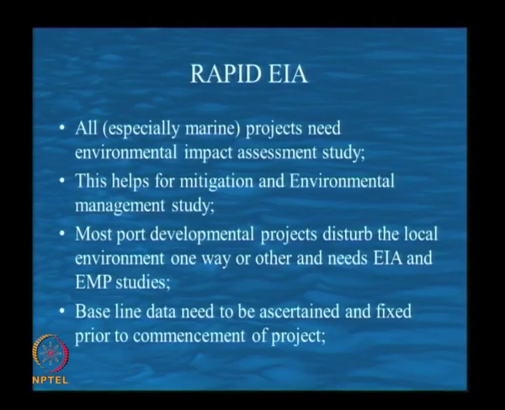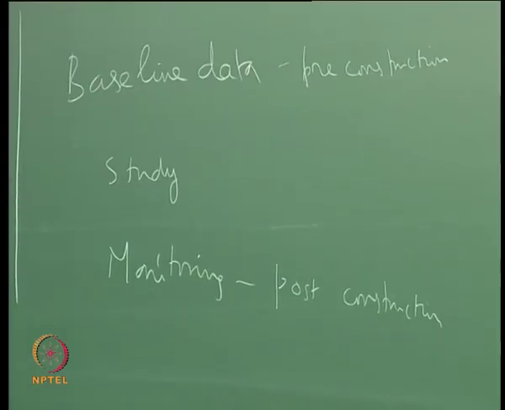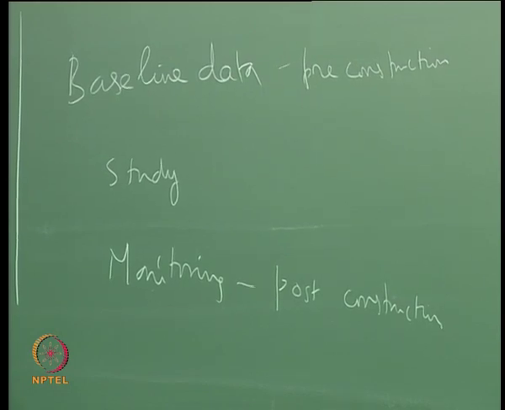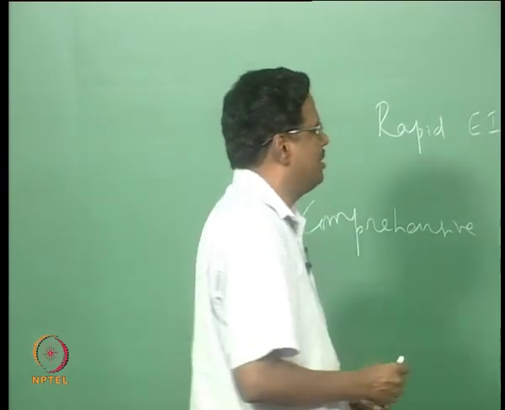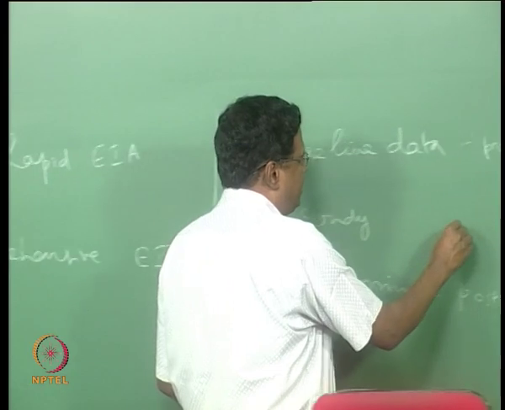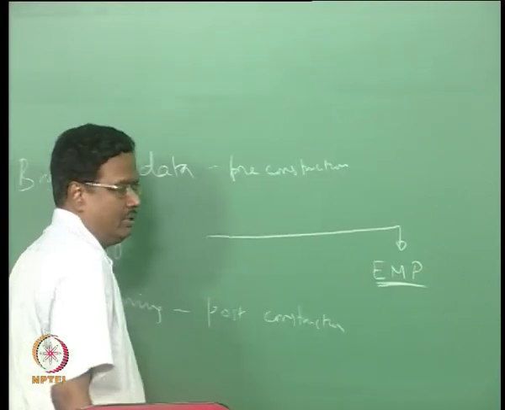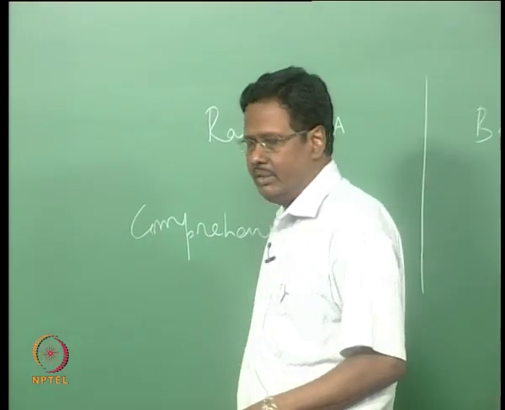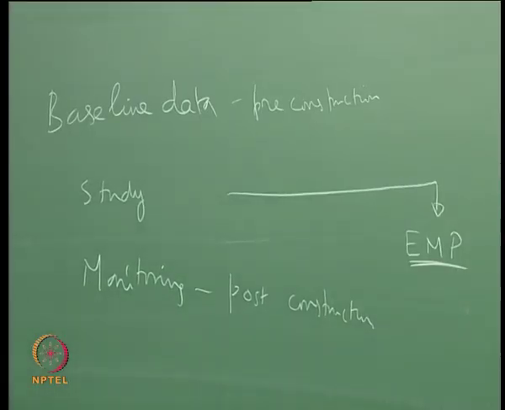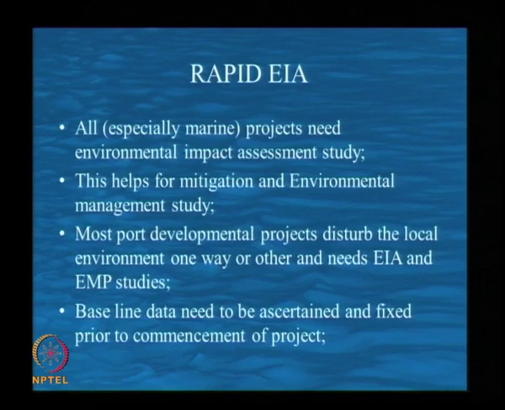Study means what are all the structures you are going to build, based on which what will happen to the baseline data that you are going to predict. Monitoring is to see whether whatever is predicted is within the limits. This is what is known as EIA. But after doing this study, you have to do environment management plan. So, you have to propose the environment management plan to see that the parameters are within the limits. So this EIA study is for both mitigation and environmental management.